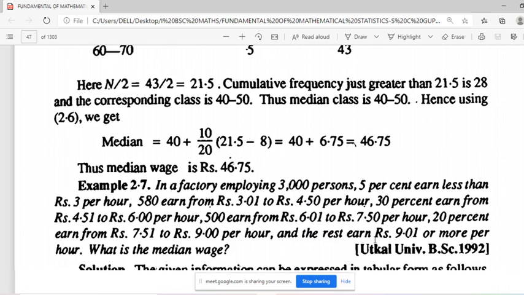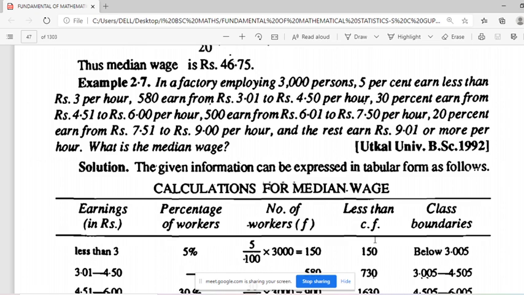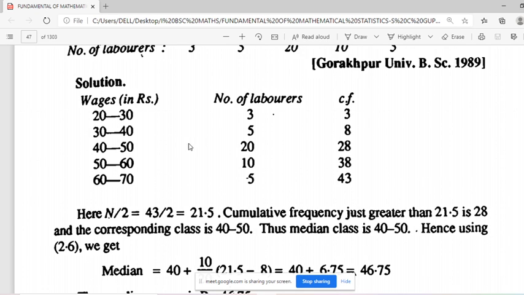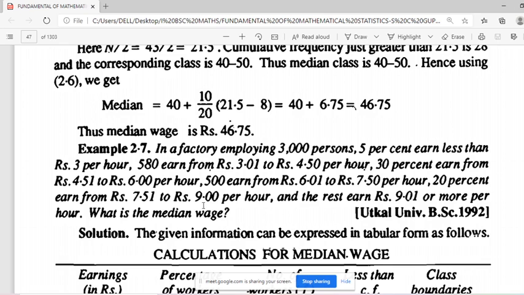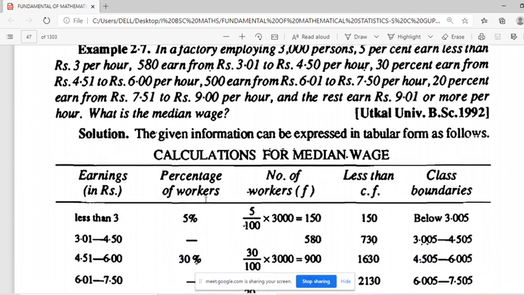So what is the difference between these two problems? In one problem we have the observations directly. In this problem, we have to modify the class intervals so as to ensure that the end point of one interval is the starting point of the next interval.